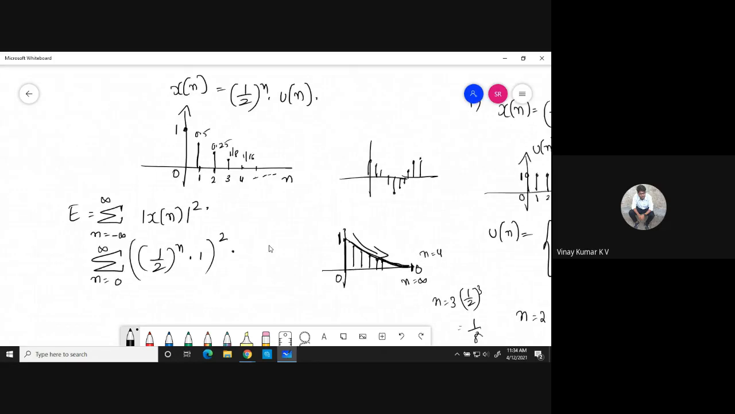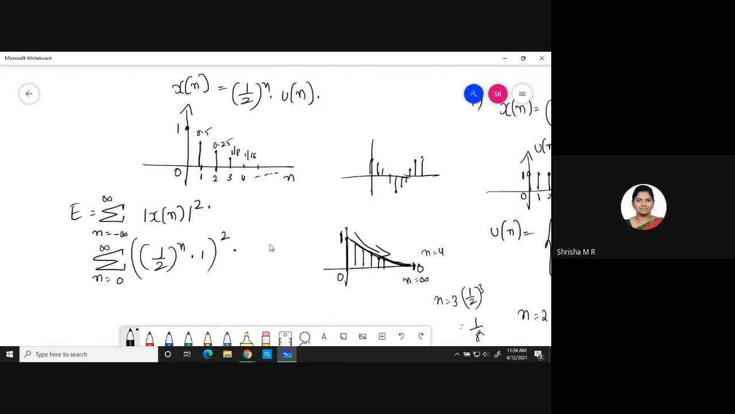Ma'am, we can find power also for non-periodic. See, it is finite and it's non-periodic. Ma'am, we have given the equation for non-periodic power. I'll show you that type of problems also, but this signal is finite and it's non-periodic. Power is also finite, ma'am.